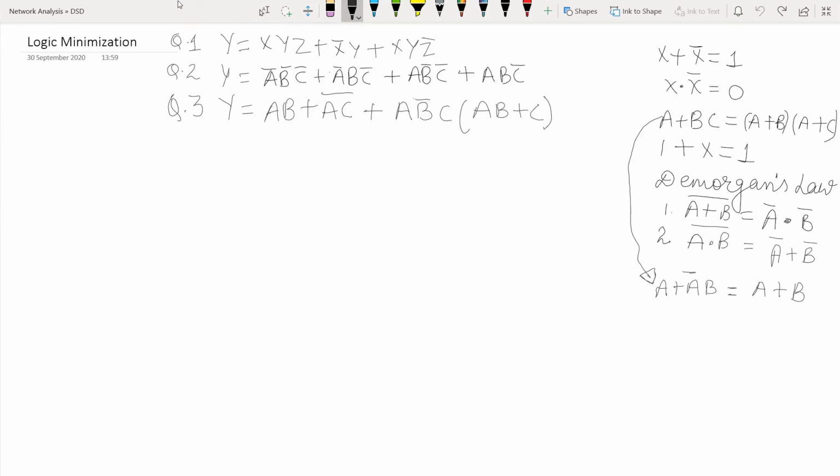Why do we need to minimize the logical expressions? The lower the size of the expression, the lesser will be the hardware required to implement that expression.